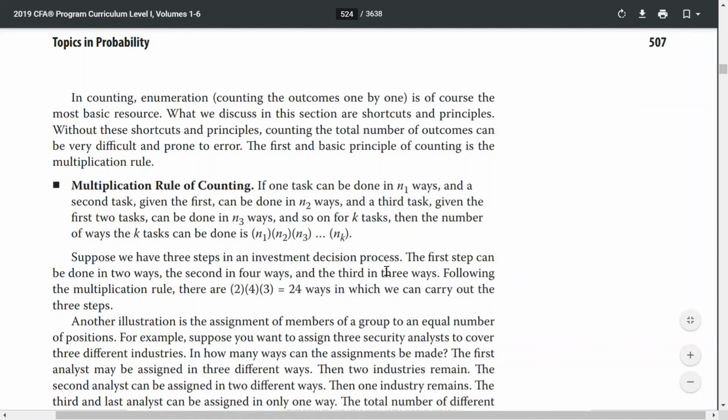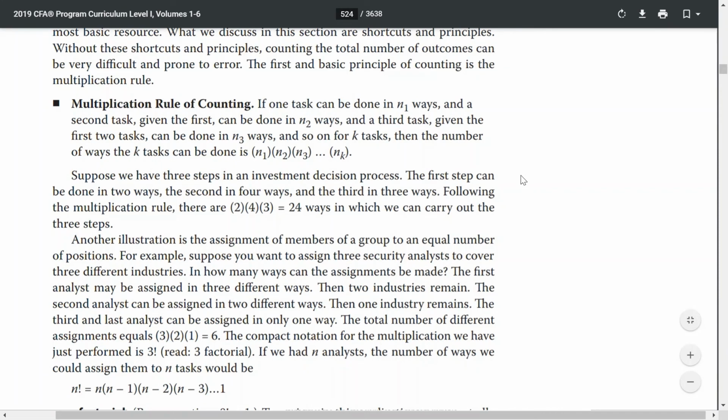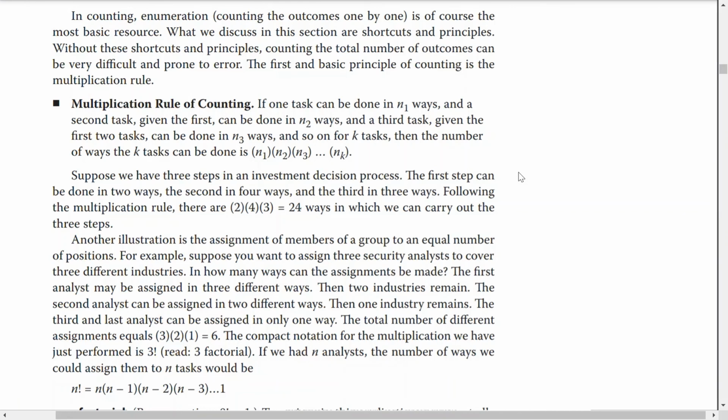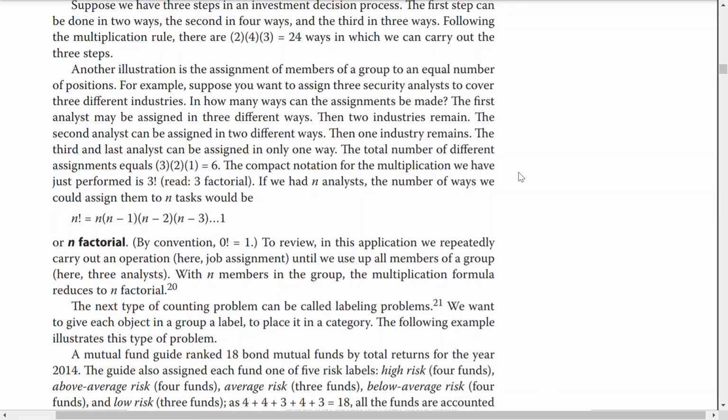Suppose that we have 3 steps in the investment decision process. The first step can be done in 2 ways, the second step in 4 ways, and the third step in 3 ways. Following the multiplication rule, there are 24 ways in which we can carry out these 3 steps. Another illustration is the assignment of members of a group to an equal number of positions. For example, suppose that we want to assign 3 security analysts to cover 3 different industries.